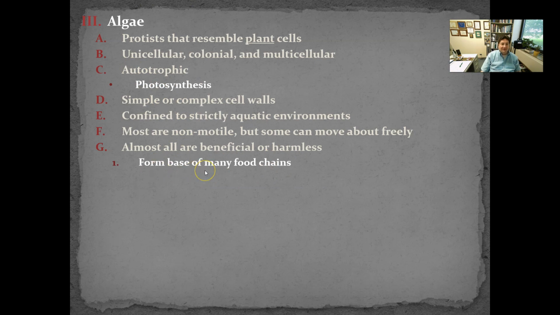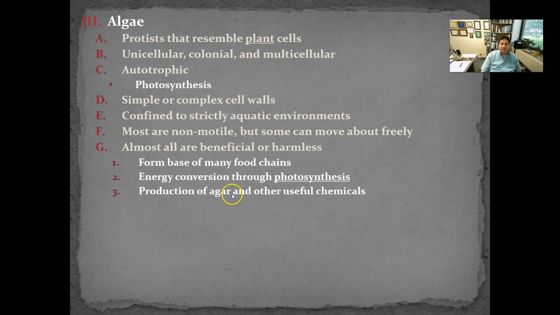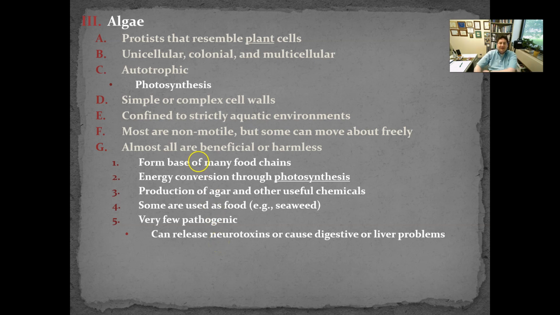Again, they form the base of many food chains, particularly in the oceans. They convert energy through photosynthesis and give off oxygen. They can produce a media called agar, which we use as a thickening agent, both in the microbiology laboratory and as a food additive, and other useful chemicals. Some are used as food, like seaweed. Very few are pathogenic. The ones that are can release neurotoxins, toxins affecting the nervous system, or cause digestive or liver problems.